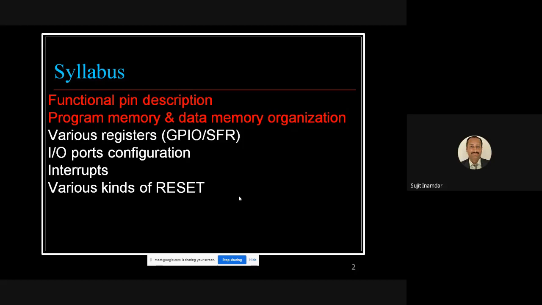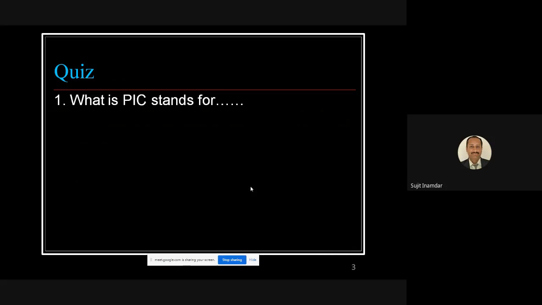So for the first point, we will go with the functional pin description. Let us start with a quiz. I thought in the morning that we are going with the PIC, but whether the students remember or have forgotten the long form of this PIC. So this is what I have added here. I am expecting the answer from the boys, and if it is known to the boys, you can put it in the chat box.